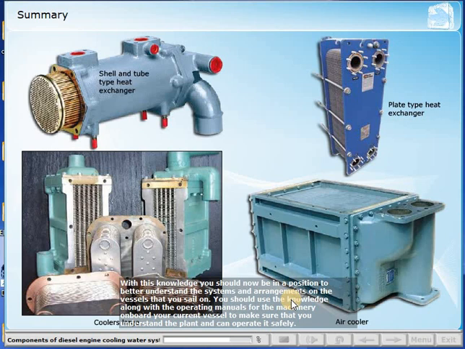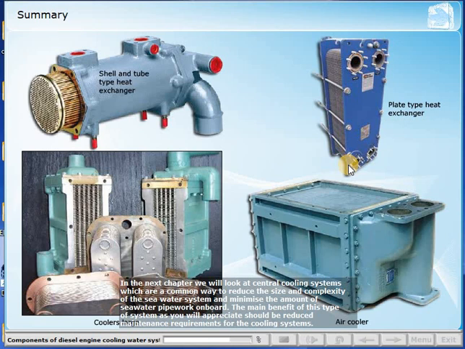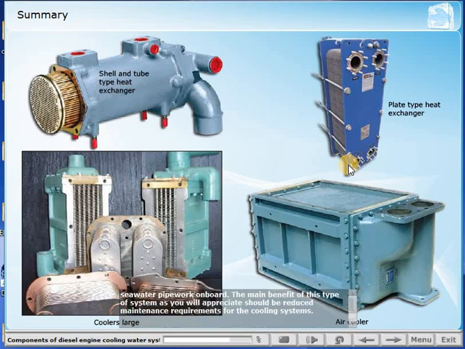With this knowledge, you should now be in a position to better understand the systems and arrangements on the vessels that you sail on. You should use the knowledge along with the operating manuals for the machinery on board your current vessel to make sure that you understand the plant and can operate it safely. In the next chapter we will look at central cooling systems, which are a common way to reduce the size and complexity of the seawater system and minimize the amount of seawater pipework on board. The main benefit of this type of system, as you will appreciate, should be reduced maintenance requirements for the cooling systems.